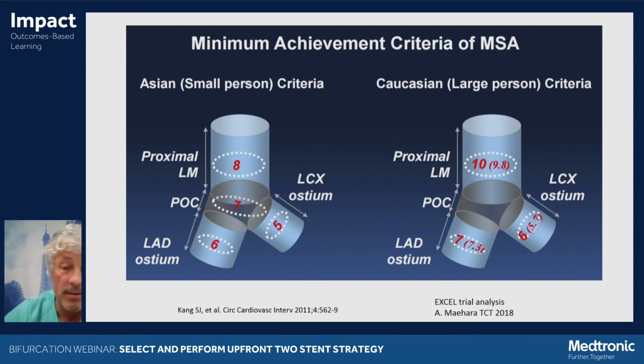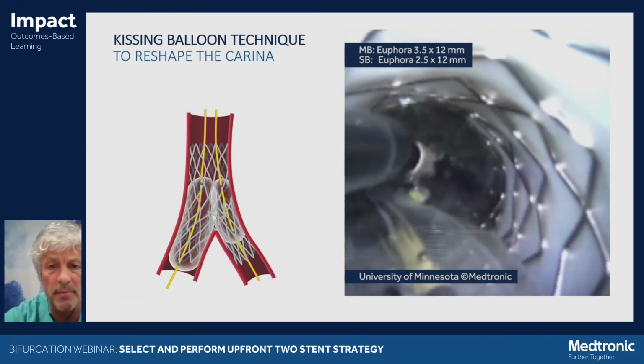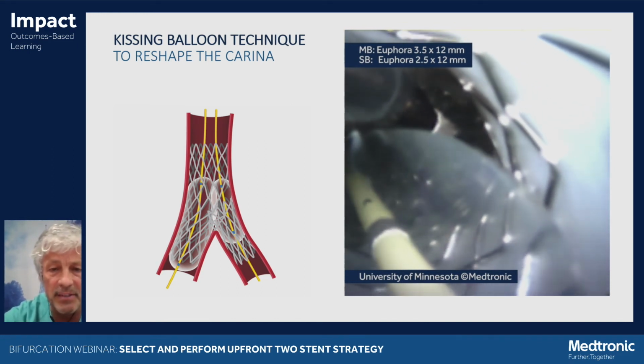And the lumen is really, as you can see here, clearly over the threshold that has been suggested by the Korean people, but also by the EXCEL trial as indicative of a good result and lower risk of restenosis. This is an example from the Visible Heart Lab. I had the opportunity in 2017 with Paul Iaizzo.